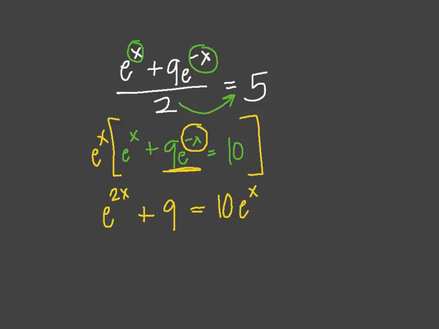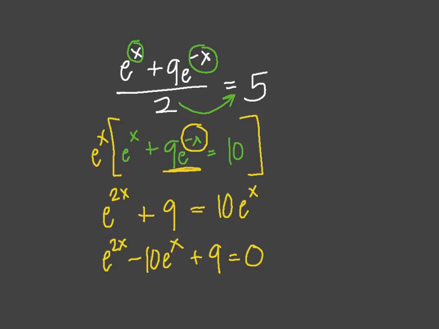So I'm going to get this all written on one side, and at the same time, I'm going to put it in standard form. So I'm going to subtract 10 e to the x, and I'm going to put it as my second term because that's the form that I want this to be in so that I can at least attempt to factor it.